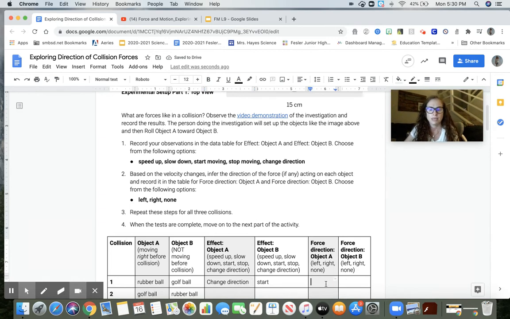Now, I need to figure out what was the direction of the force on object A. So it was moving to the right, and now it started moving to the left. So it switched. So it had to get a force from the left. Okay. The golf ball had no movement and then started moving. So it had a force from the right.